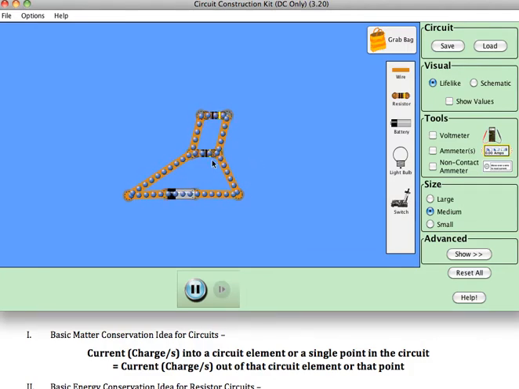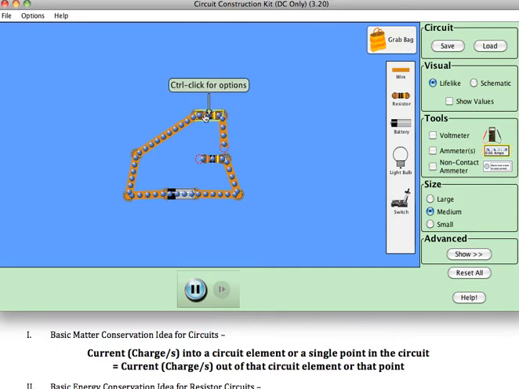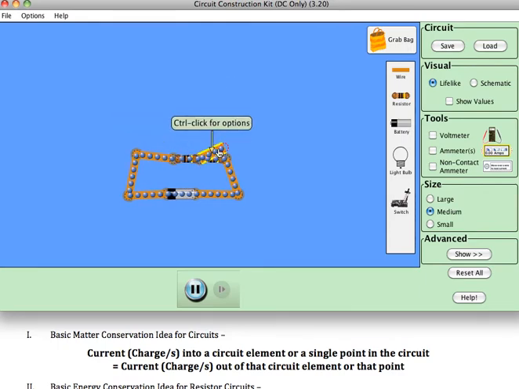So let me go back to what I had. Two resistors in a row.